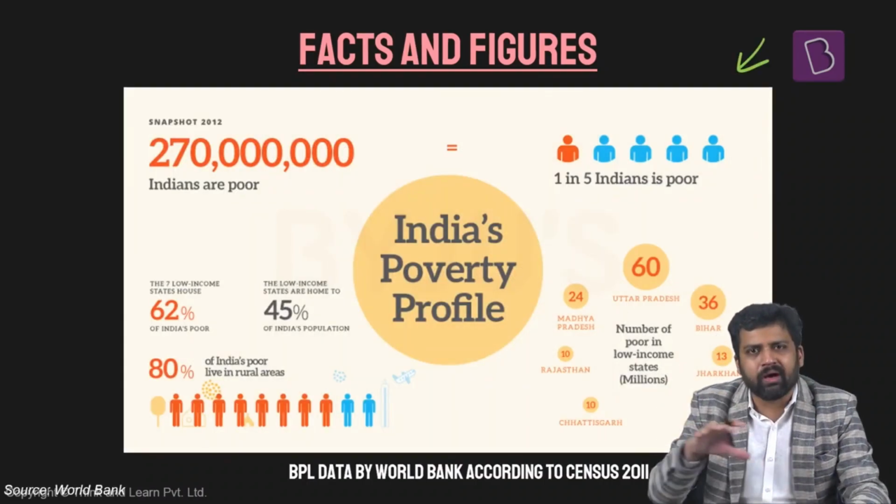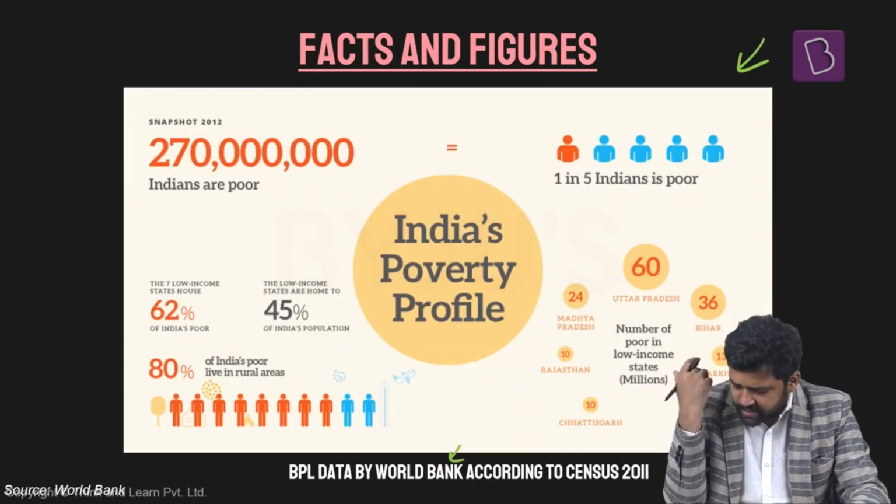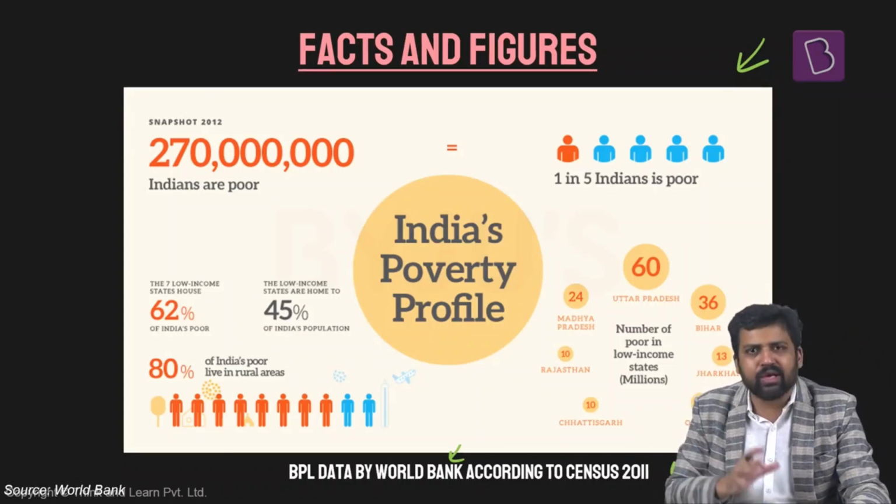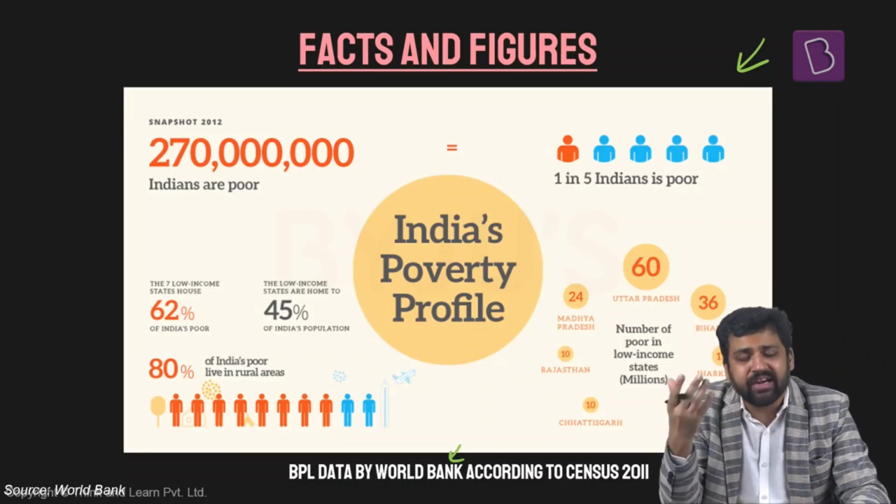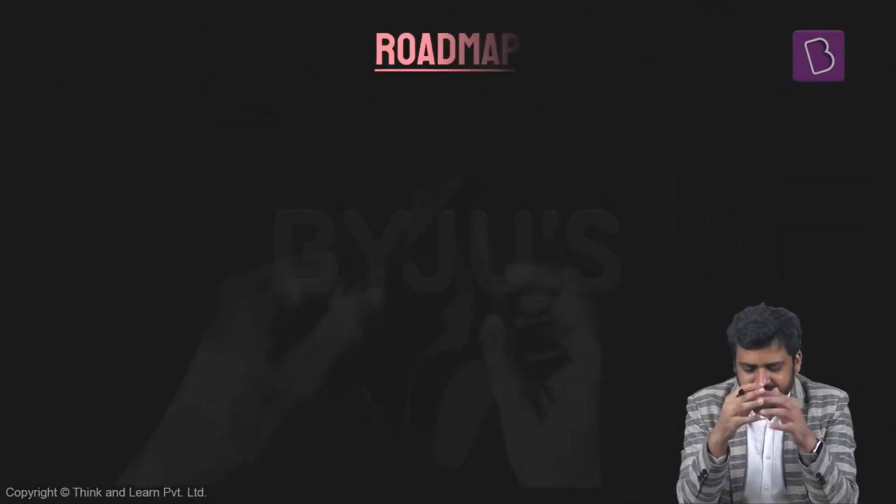And again, this is one illustration, taken from World Bank based on the 2011 census. This basically gives you an idea of the extent of poverty. And again, here also you'll find that the numbers might be slightly different from the Rangarajan Committee's estimate. It might be slightly different from the other estimates that we saw just now. So this is about the facts and figures.